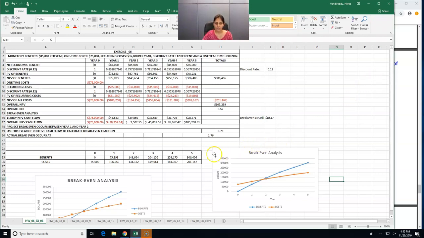Okay, so once again, I just want to remind you that all these formulas, it's not mandatory to use them. It's just that I've arrived at these formulas. You can arrive at your own formulas using the basic Excel formulas. Okay, thank you so much.